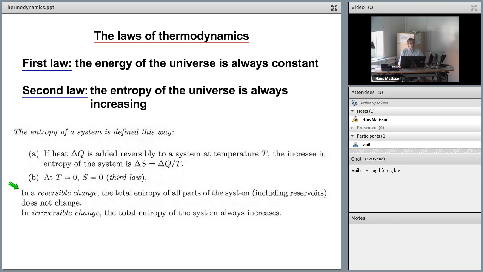Why can't we have a totally reversible process? Yeah, one says here because of friction. Friction is a very good example of why we have irreversible processes. So friction, for instance.